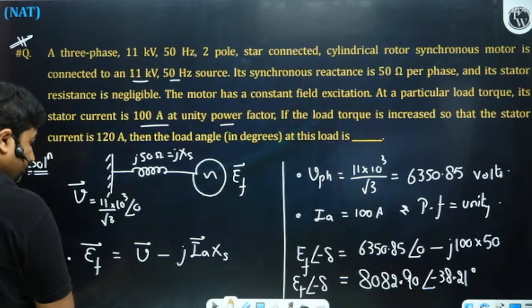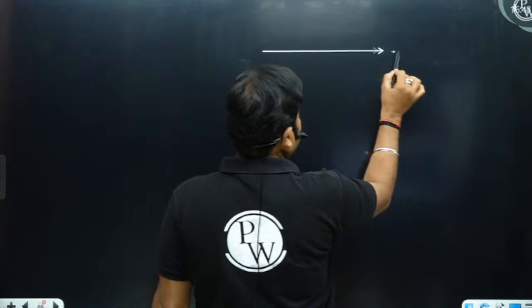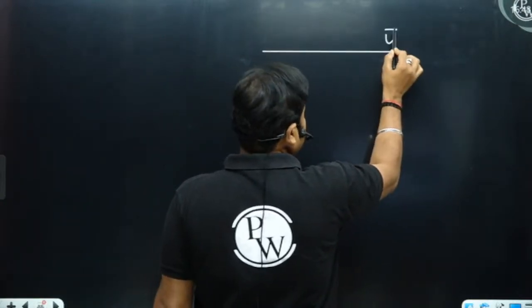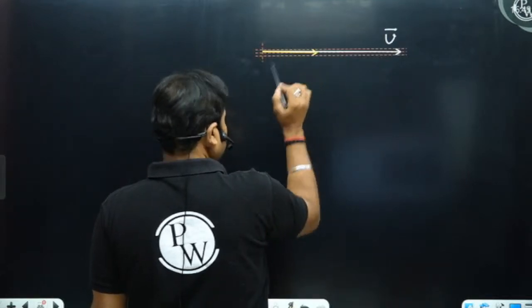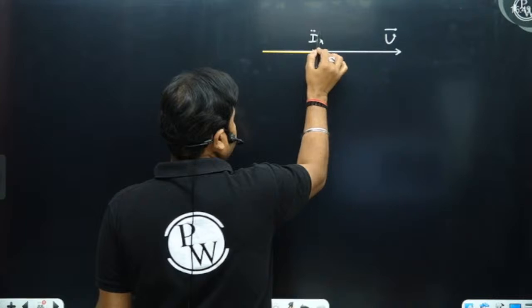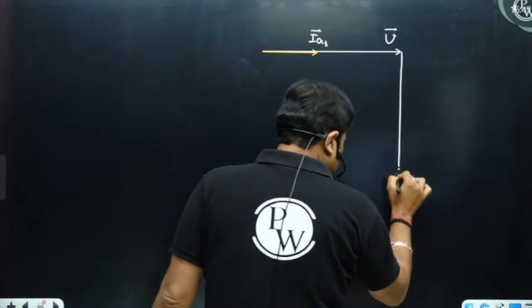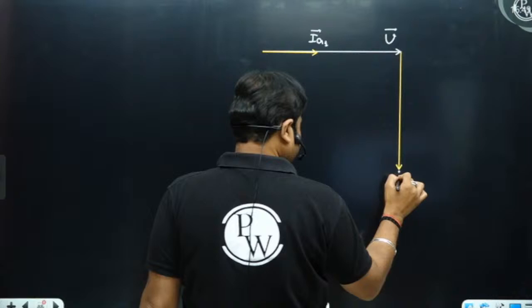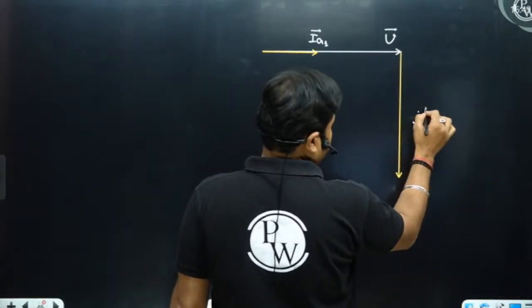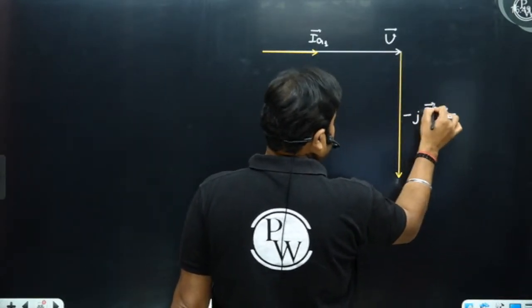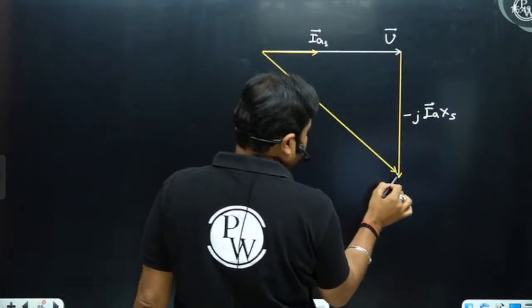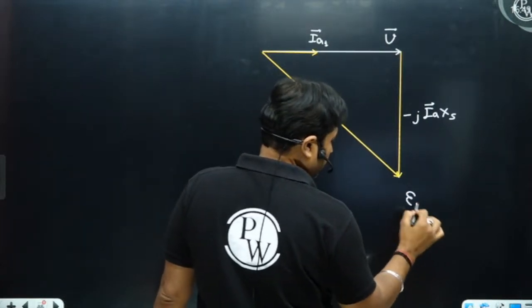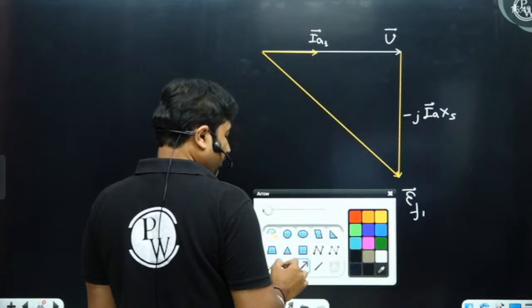Yes, sir. Now the value of excitation is kept fixed. Please observe from the phasor diagram as well. If we take V as a reference, at unity power factor current is in phase with V. So j IA Xs is 90 degree to the IA. I am subtracting, so if this is IA, downward minus of j IA Xs, this will be your EF1. Already we have calculated the value of EF1.